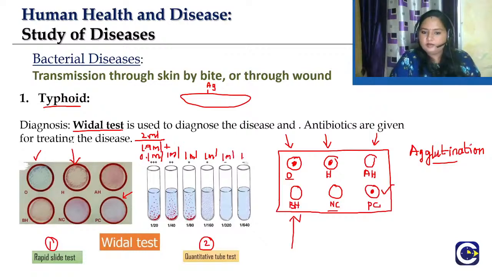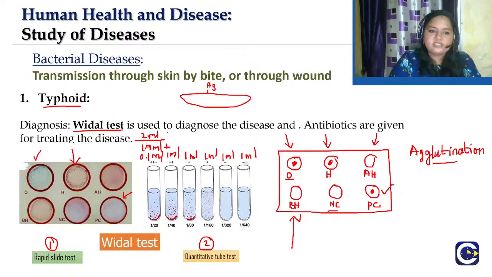Am I clear? Can you follow me? If something is disturbing or if you're not able to understand, just text me. I'll explain it again. So in the first tube, we are taking 1.9 ml of saline water and 0.1 ml of the serum sample. That makes it up to 2 ml. And in the subsequent tubes, we are going to take 1 ml of saline water each.